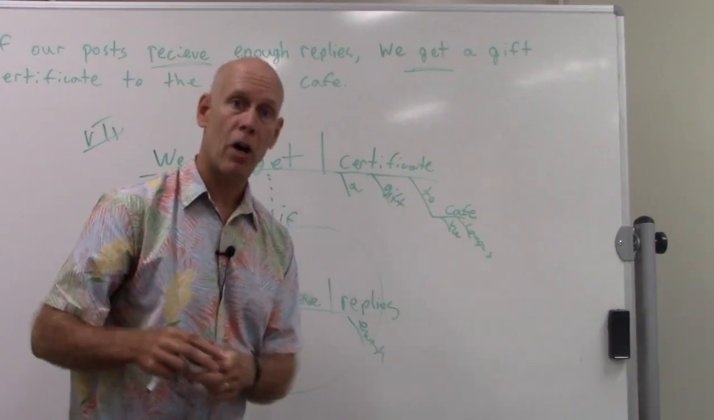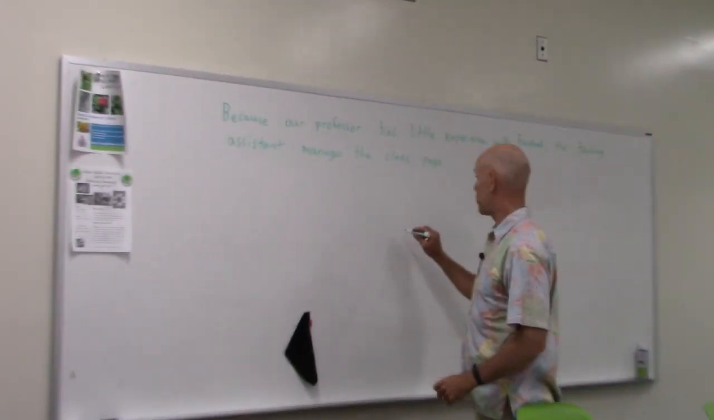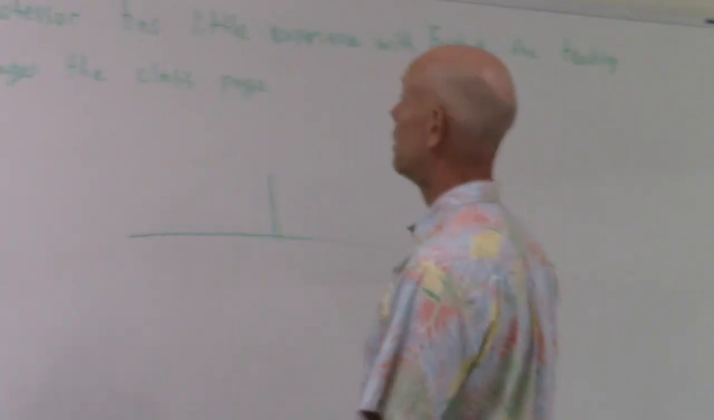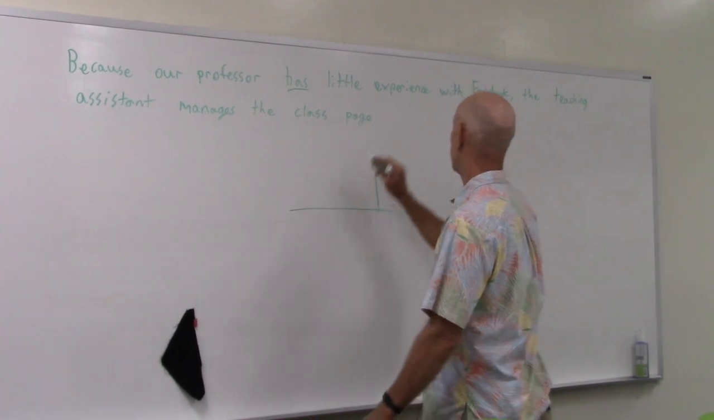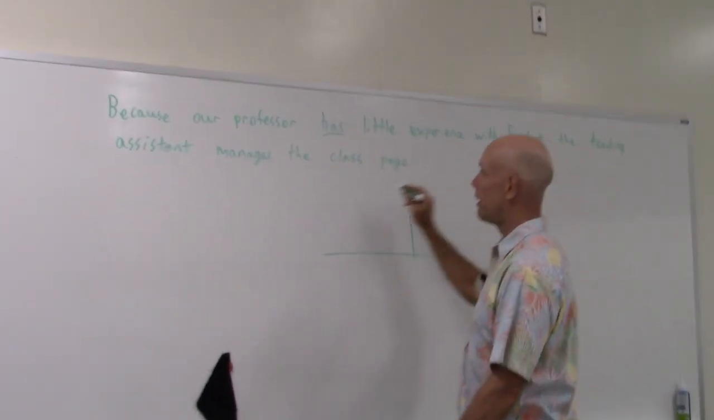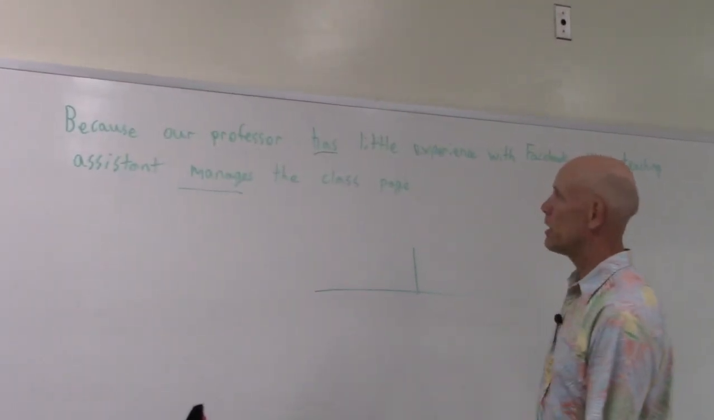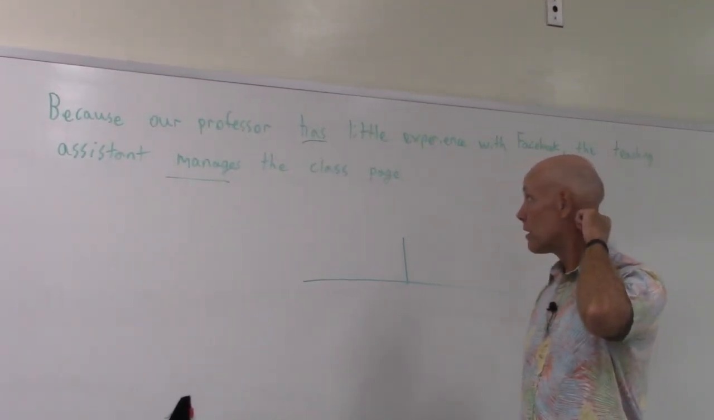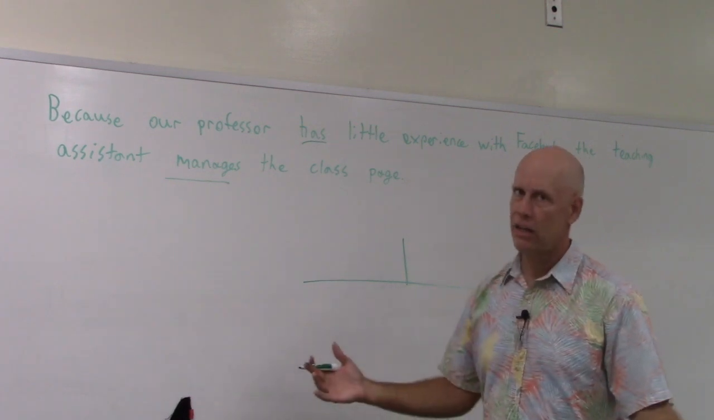You can pause and rewind if it's going a little quickly for you, but here we are. Now I'm going to look at this one, and again, I'll always start the same way. Are you zoomed in enough, buddy? Okay. I know I have a verb here, and I know I have another verb here. Can you read up to the comma again, buddy? Because our professor has little experience with Facebook. Can you just say that?